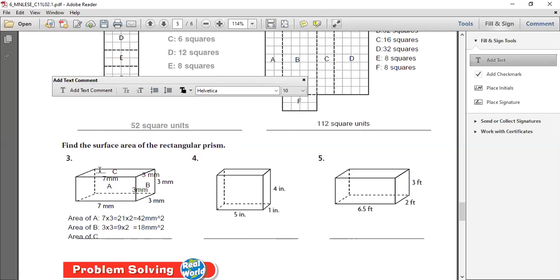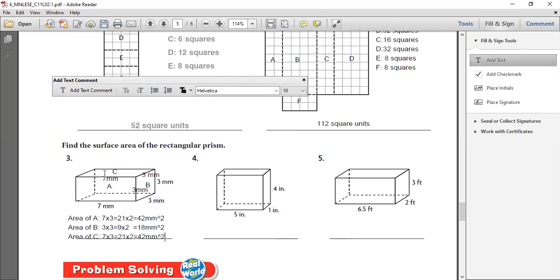So first let's find the top. The top is 7, right? The length is 7 and the width is 3. So 7 multiplied by 3 is 21. Again, 21 multiplied by 2 is going to give you 42 square millimeter.